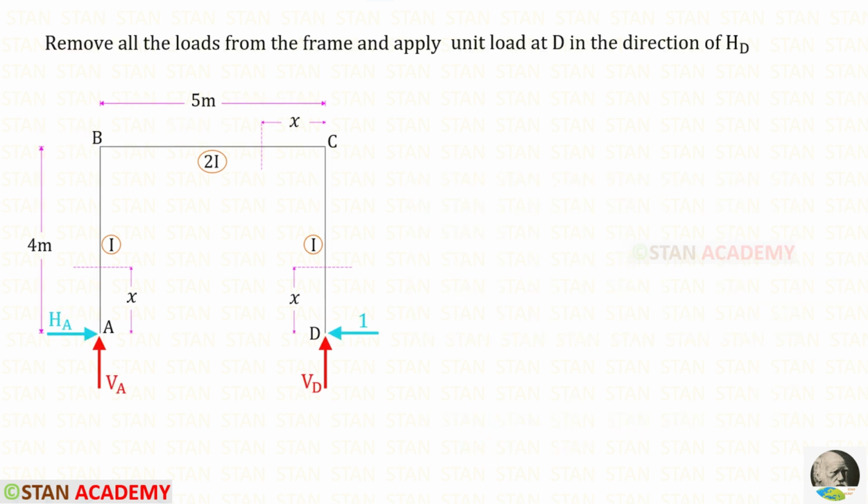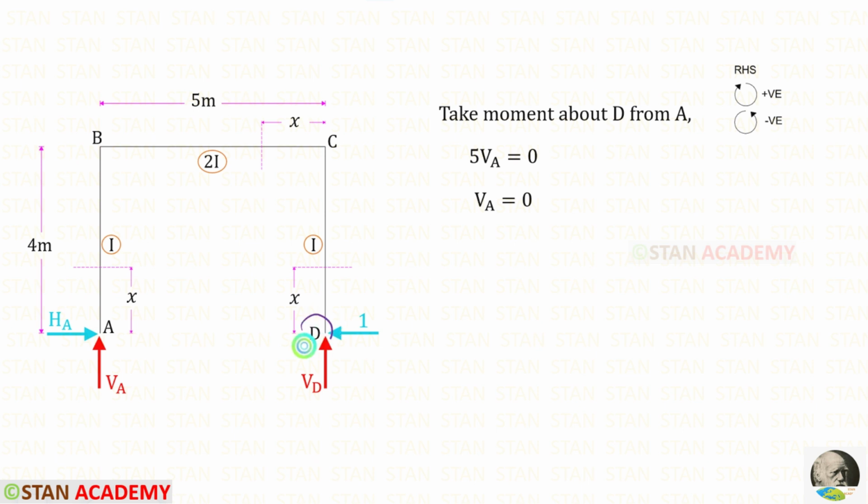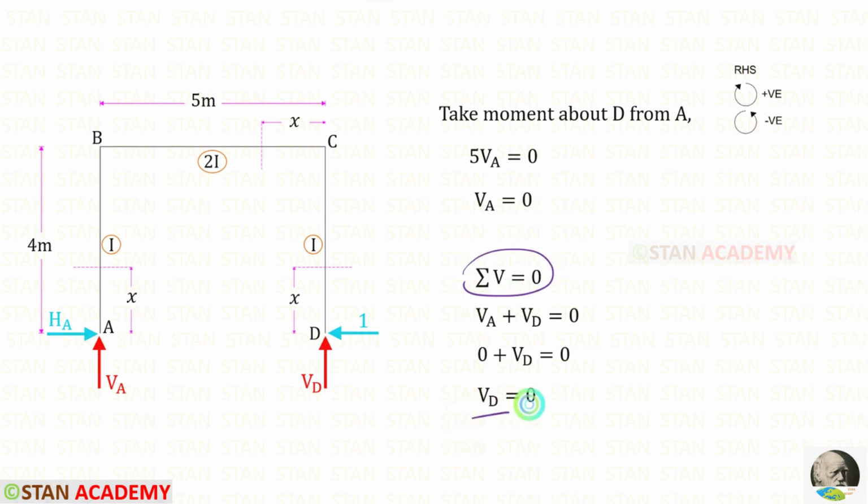Now we are going to find the moment small m. We need to remove all of the loads from the frame and apply a unit load at D in the direction of HD. By taking moment about D, we can find VA, which is 0. By applying this rule, we can find VD, which is also 0.